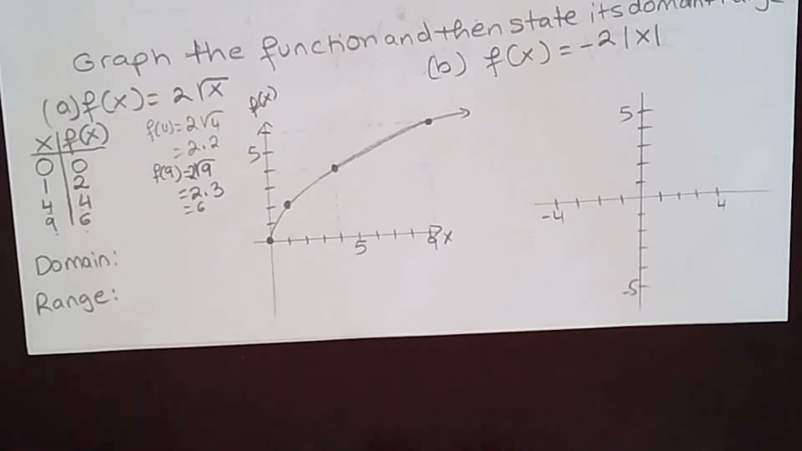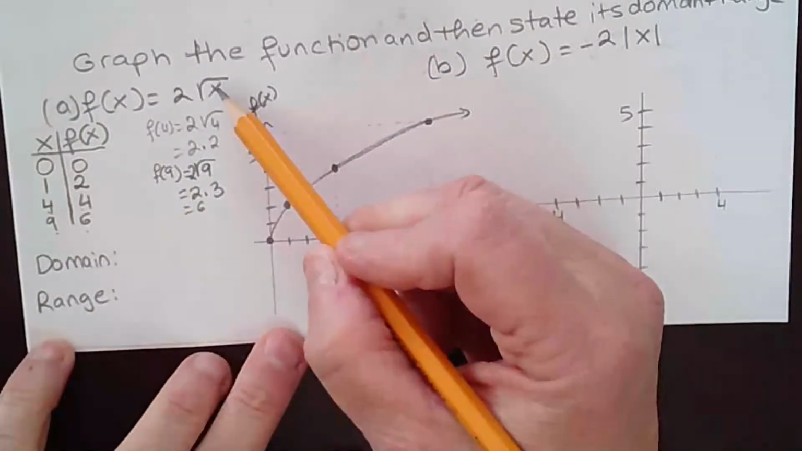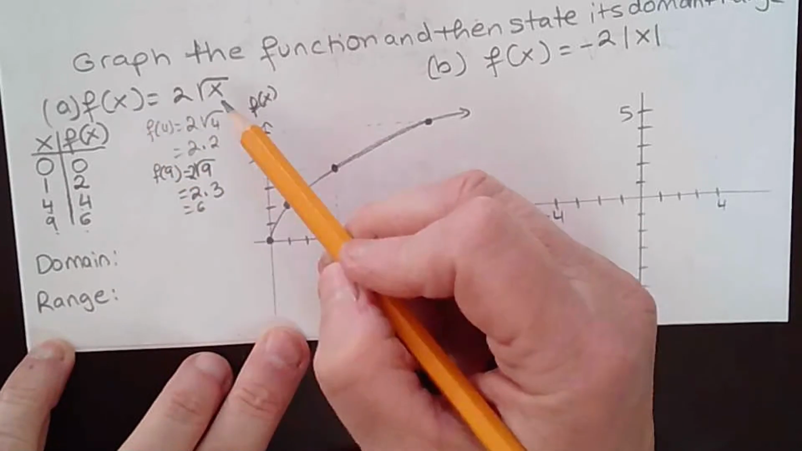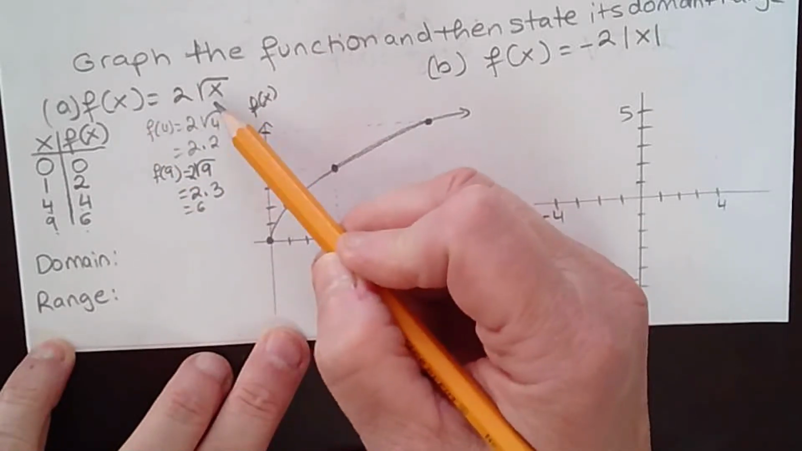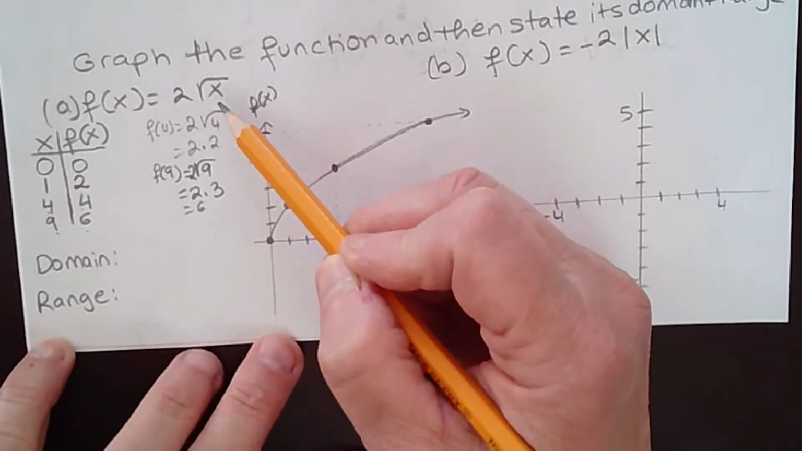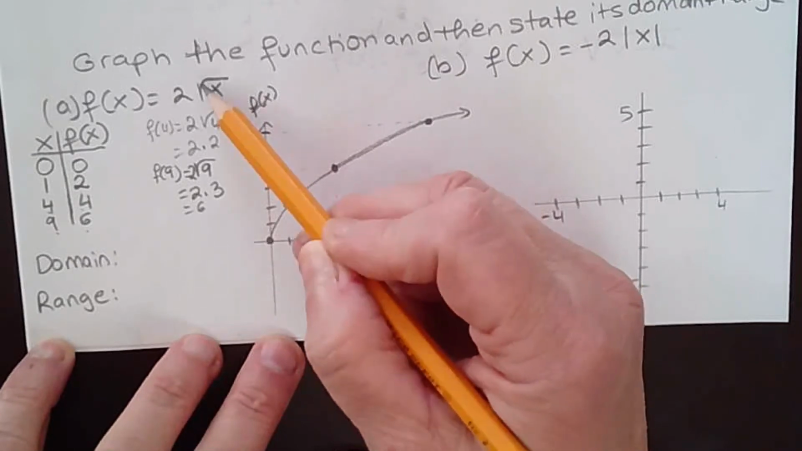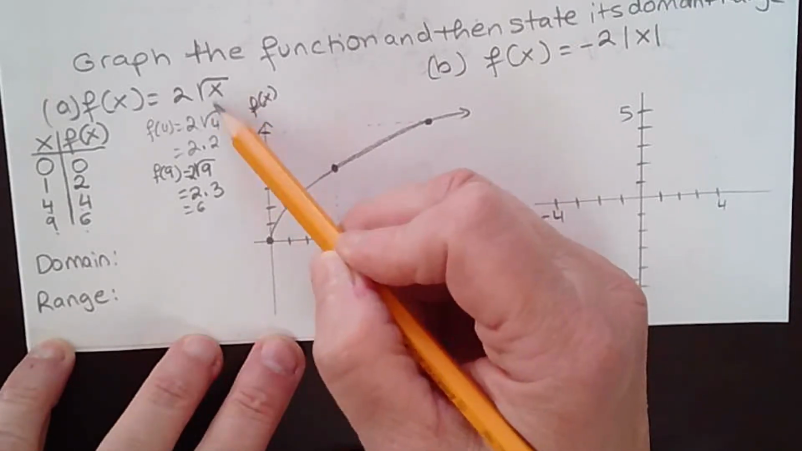Now they want us also to find the domain and the range. Remember, the domain is the set of all values for which the function is defined. If you recall, we were just talking about this. f of x is not defined when x is negative. So x cannot be negative. Whatever is inside the radical cannot be negative.